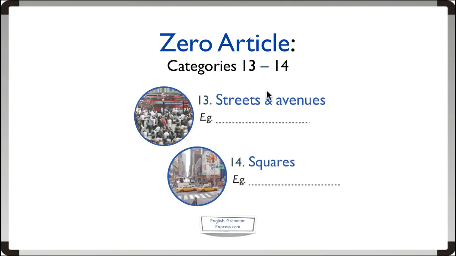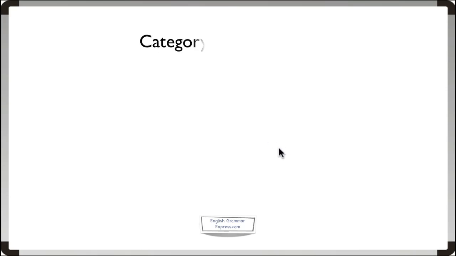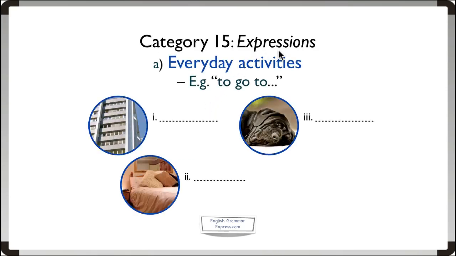Categories 13 to 14 are streets and avenues, first of all. This is Oxford Street in London. Other examples are Wall Street, Madison Avenue, and so on. And number 14, squares. This is Times Square, no article. Other examples, Trafalgar Square, and so on. Category 15, and this is expressions. And there are 4 groups of categories in here, A to D.